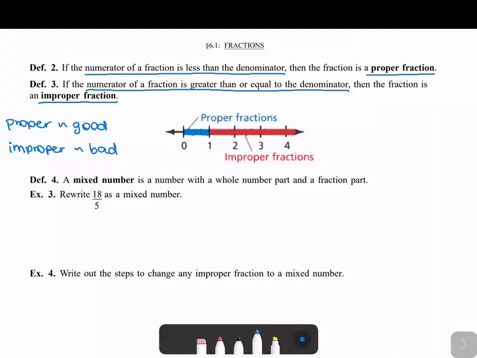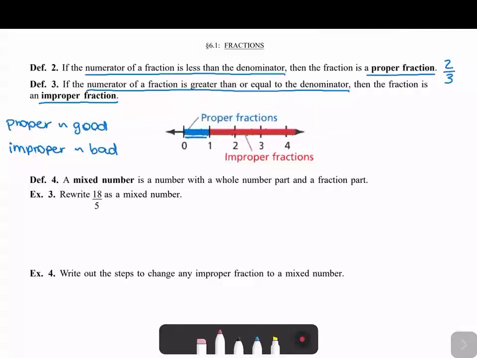So we have this number line that compares where proper fractions and improper fractions fall. If we're looking at a proper fraction, for example, 2/3, the numerator is less than the denominator, which essentially means we have fewer parts than are in our whole. So we don't have enough to make one whole. So it makes sense that these proper fractions will be right here between 0 and 1.